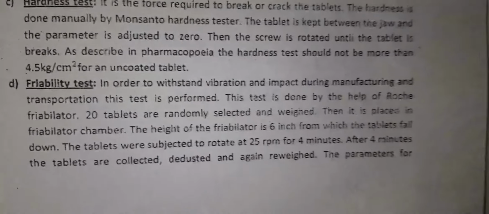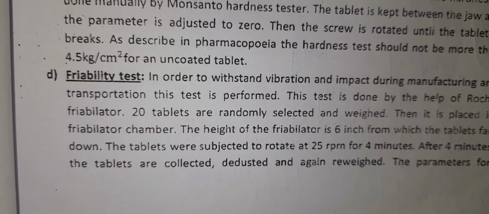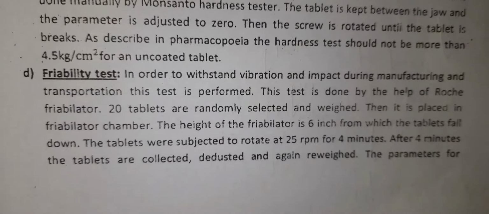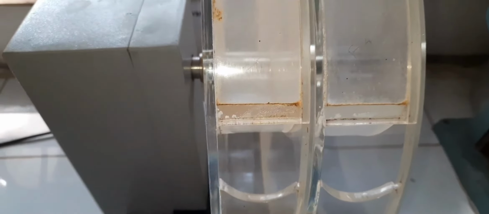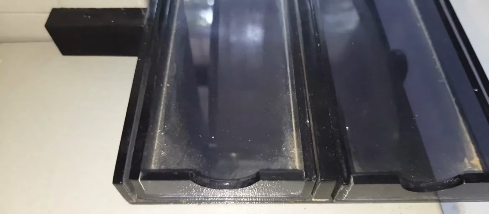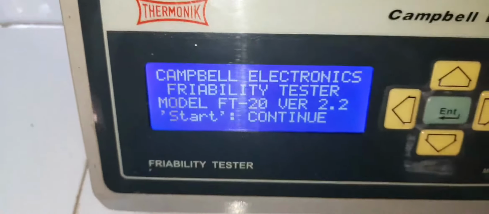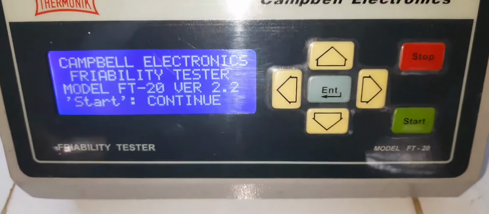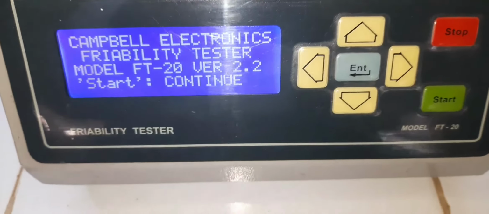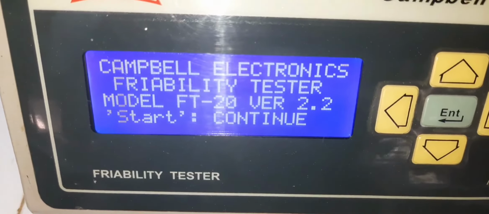Now we are going to do the test for friability test of the tablets. This is the friability test apparatus. This is the drums fitted, and this is the tablet collector. You have to collect the tablet after friability on this container. So this is the friability test apparatus. Different knobs are there to do the friability test.